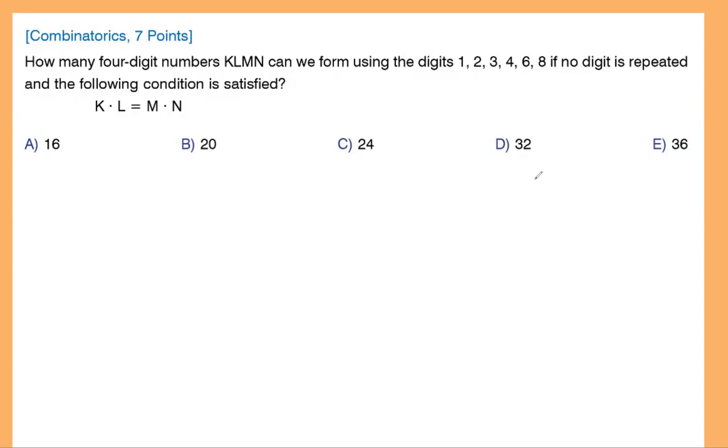So I can just multiply 1 by 2, that will be 2, but I don't have any other way to get 2 using the remaining digits. So 1, 2 doesn't work. If I start with 1, 3, that doesn't work. 1, 4 is 4, but there is no other way. 1, 6, maybe. If I choose 1 and 6, that's 6, so I can multiply 2 and 3. That should be okay. But if I try 1 and 8, that is going to be 8, which I can do with 2 and 4.